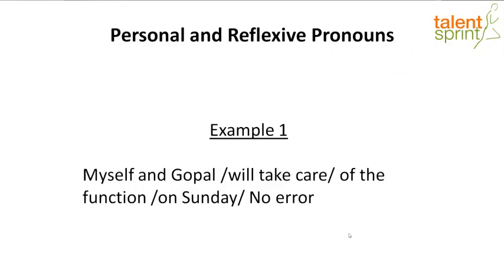Now let's look at our first example to understand how we can identify reflexive pronouns as an error in a context. The first example, it says, myself and Gopal will take care of the function on Sunday. So the sentence is divided into 4 parts, and then I have no error. Now, a rule that you will have to remember is a sentence will never begin with a reflexive pronoun. So in this context, the sentence begins with myself and Gopal, which is incorrect.